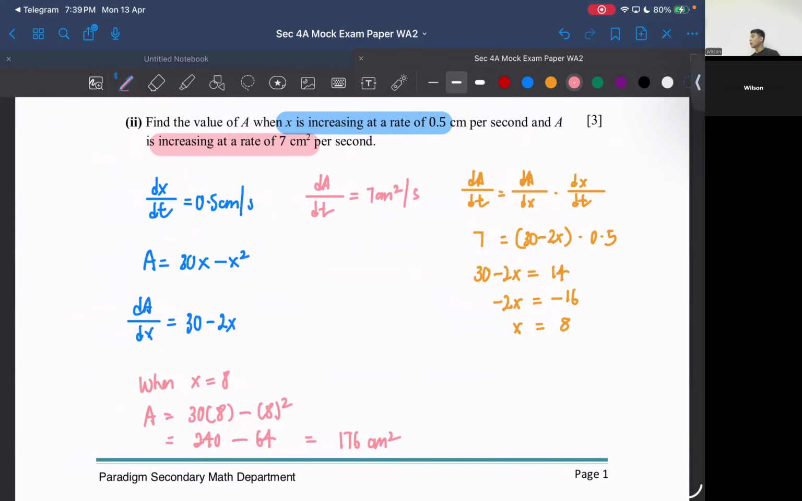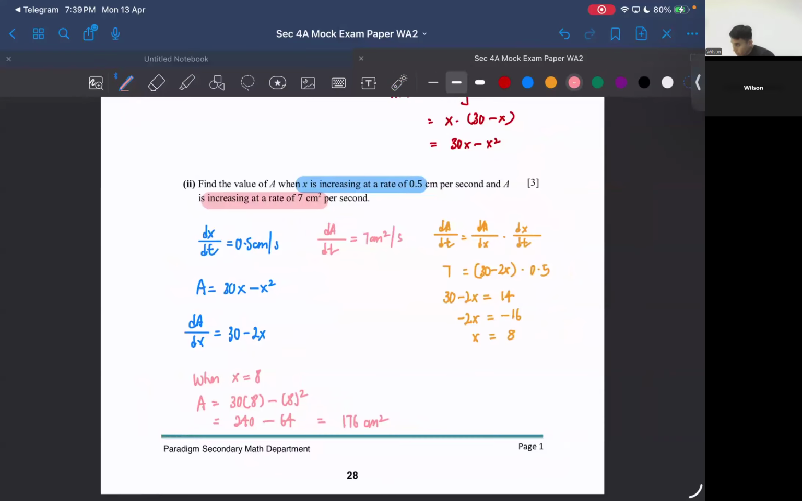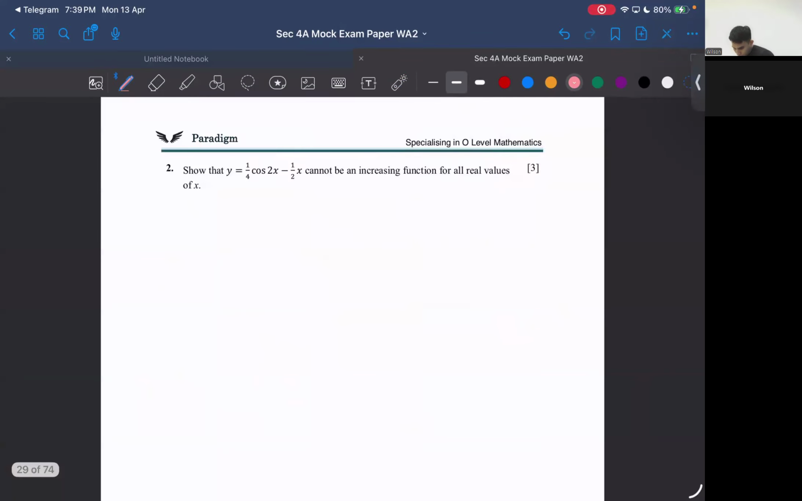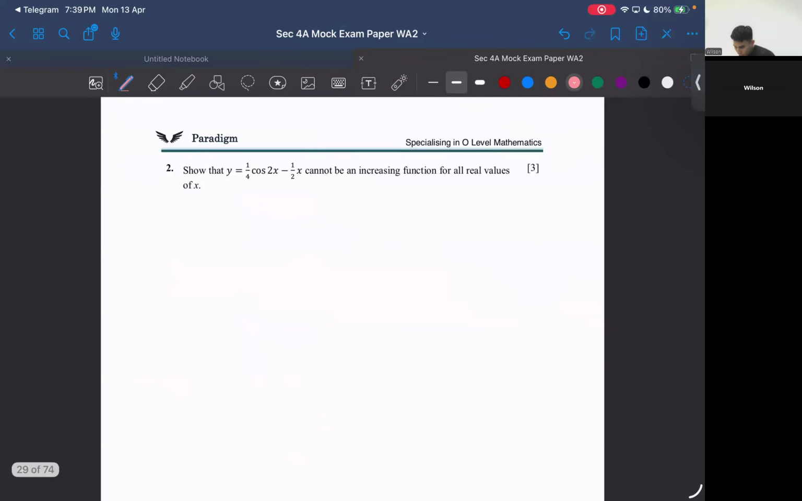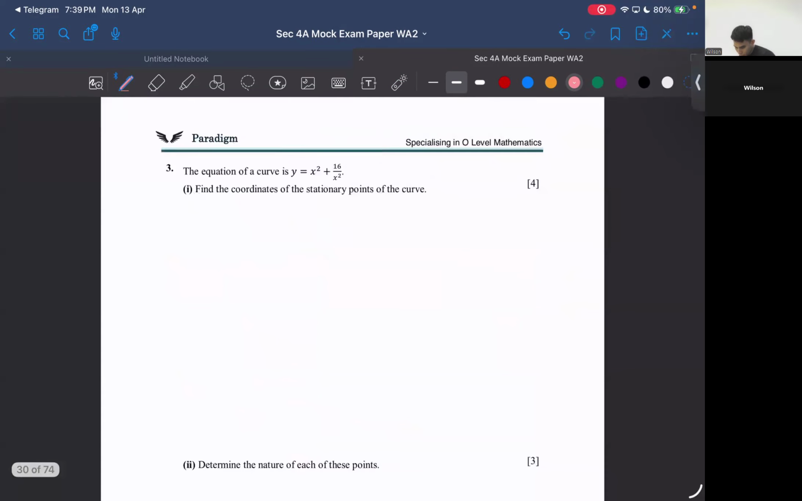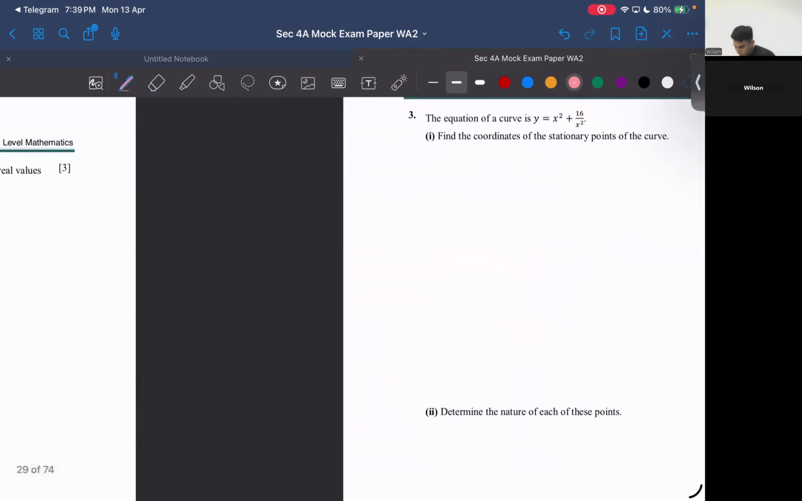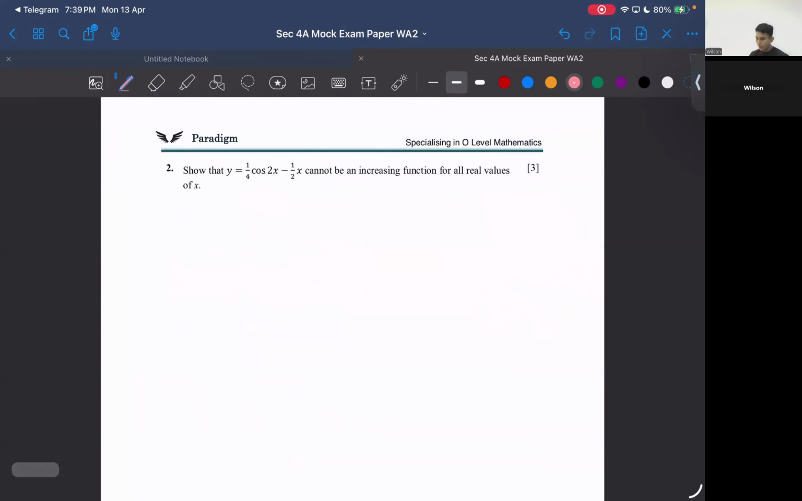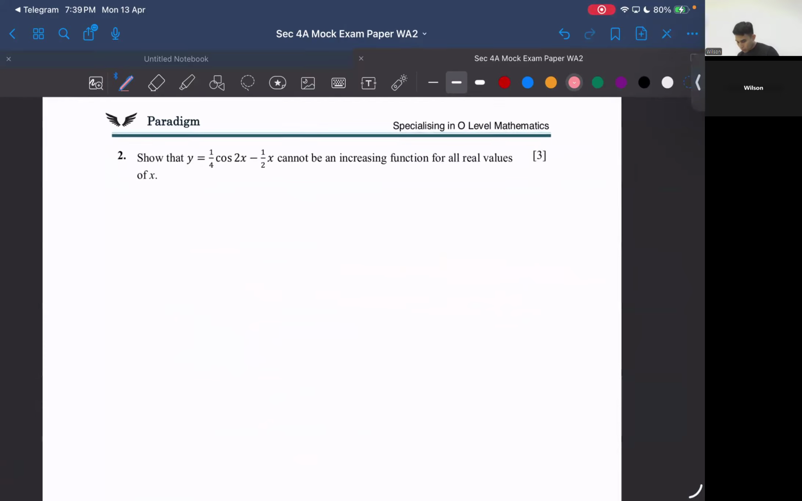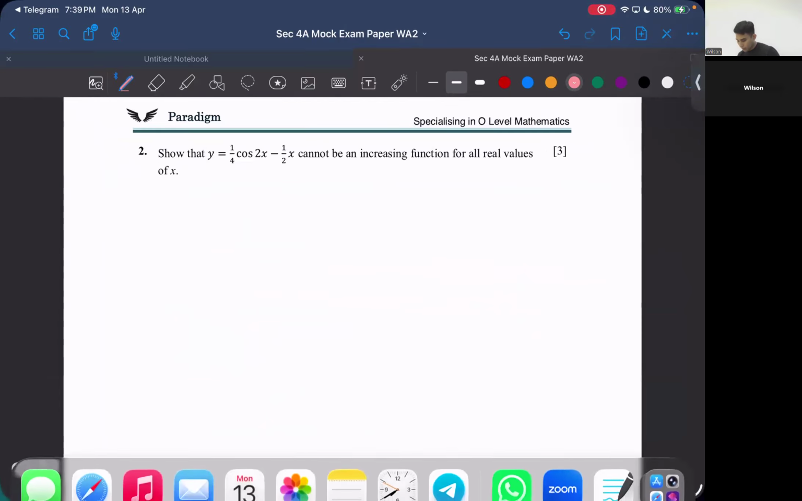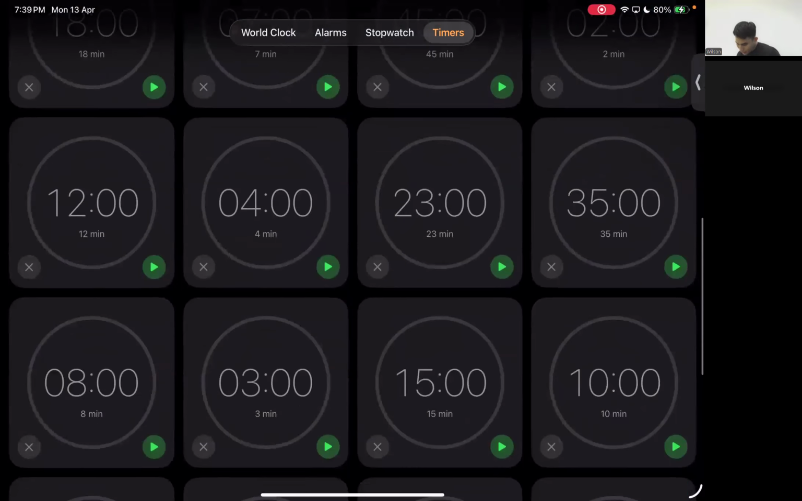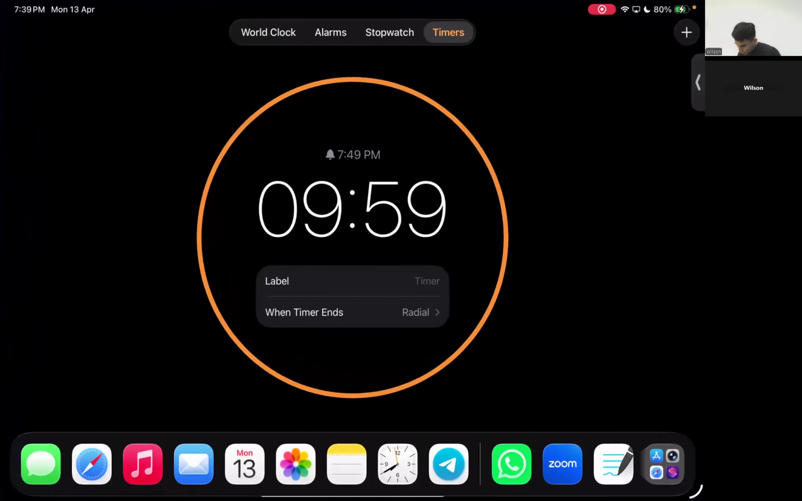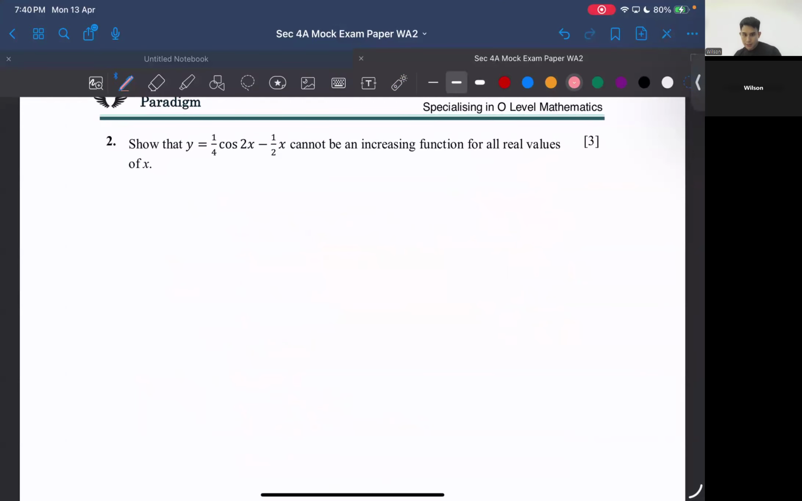Easy enough? Now, second question. Can I give you all some time pressure? Question 2 and question 3 are 7 marks, 10 marks. Can I give you all 10 minutes? Please try question 2 and question 3 by yourself. After 10 minutes, I will review the answer. So 10 minutes on the clock. Let's go.